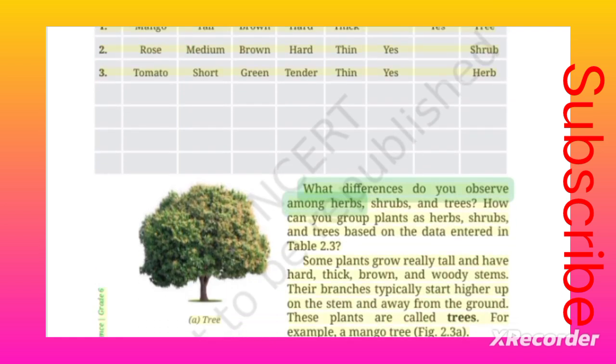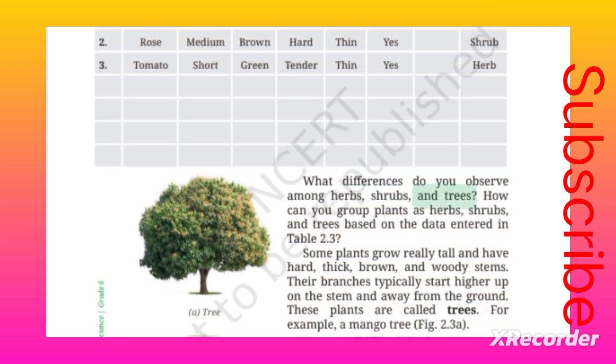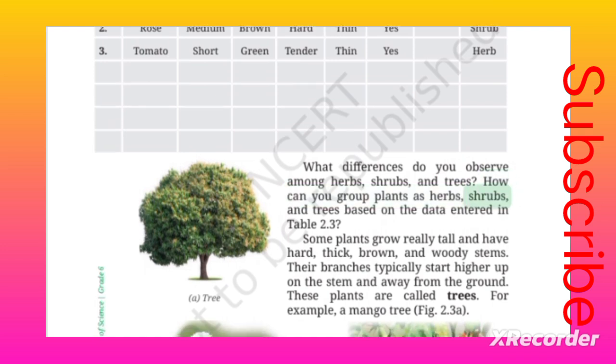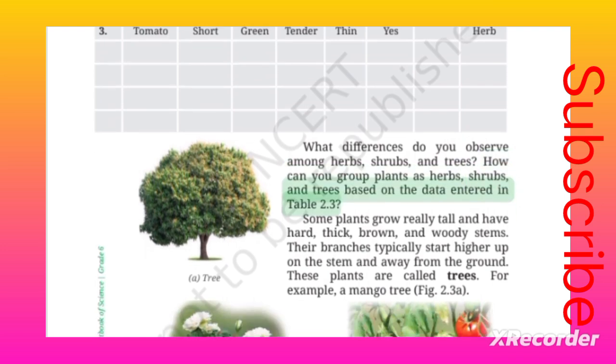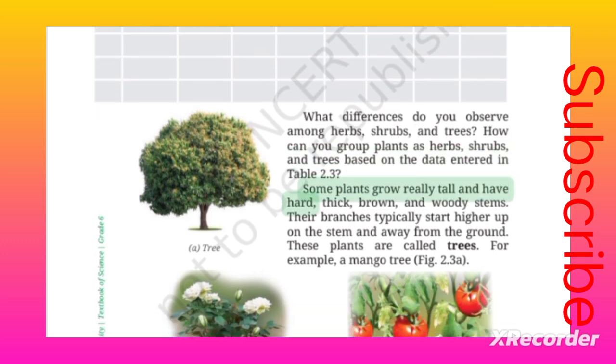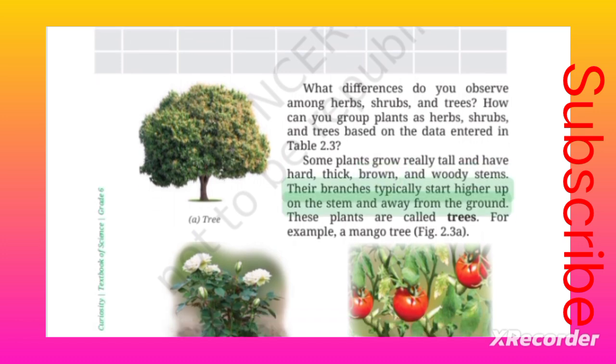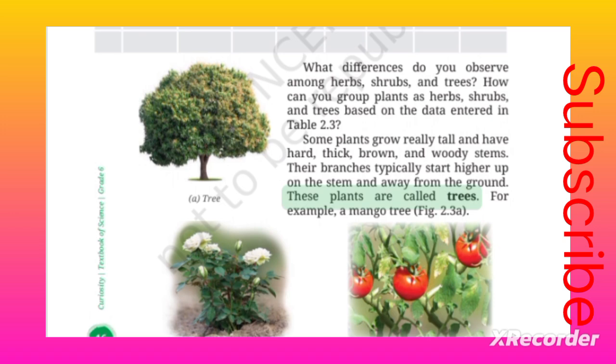What differences do you observe among herbs, shrubs, and trees? How can you group plants as herbs, shrubs, and trees based on the data entered in Table 2.3? Some plants grow really tall and have hard, thick, brown, and woody stems. Their branches typically start higher up on the stem and away from the ground. These plants are called trees.